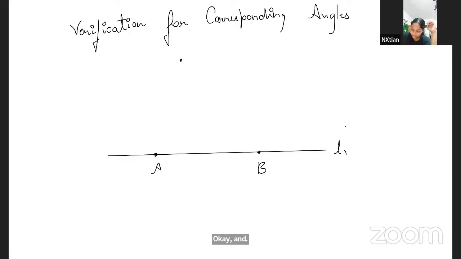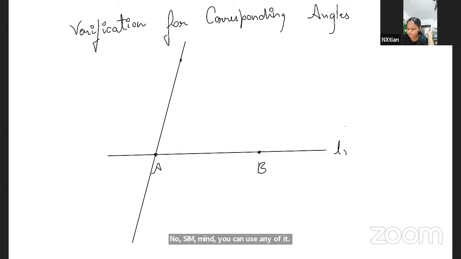Yes, that is right. Ma'am, 50 degree or 60 degree? 50 degree. So all the time we have to use only 50 degrees? No, Simeon, you can use any of it. This is an example. Next example, we will use 60 degree. Okay, join it like this.